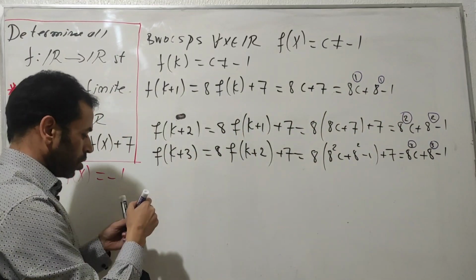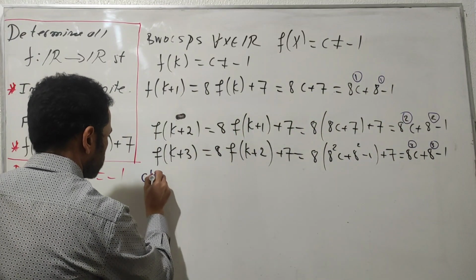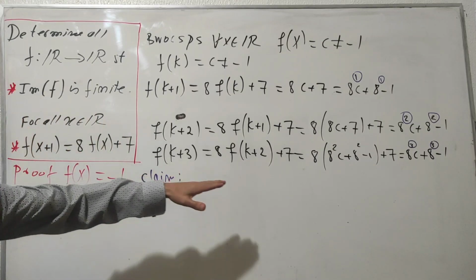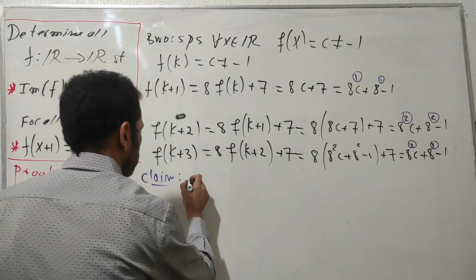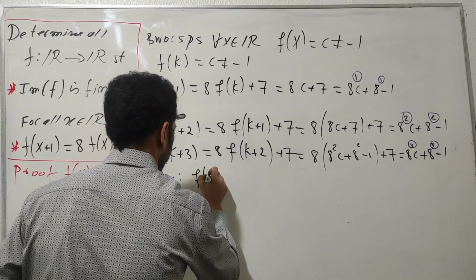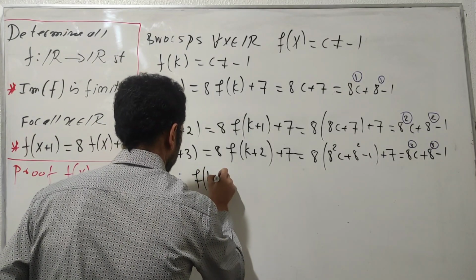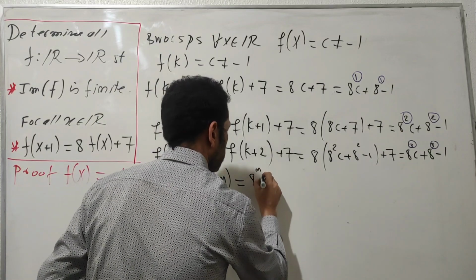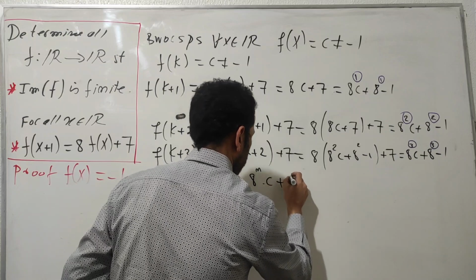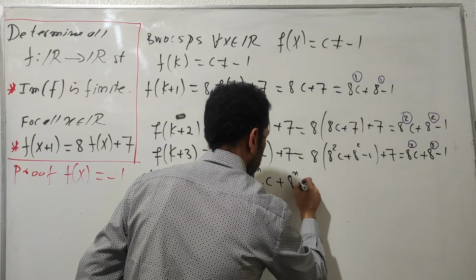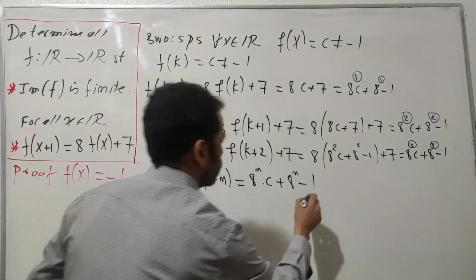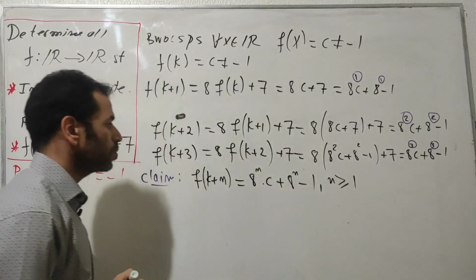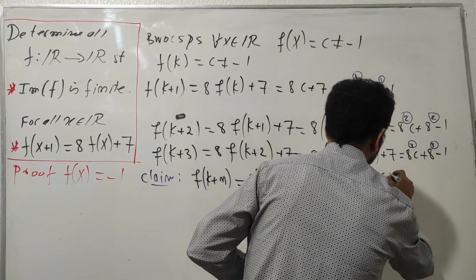So this one, now let's claim, since this one is going all the way down on the same parallel, this one is going to be true for f of k plus n, which equals 8 to the n multiplied by c plus 8 to the n minus number 1, for all n a natural number.